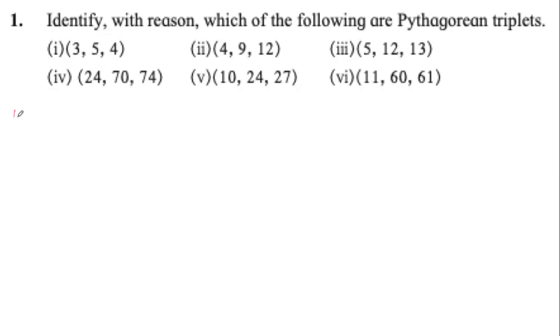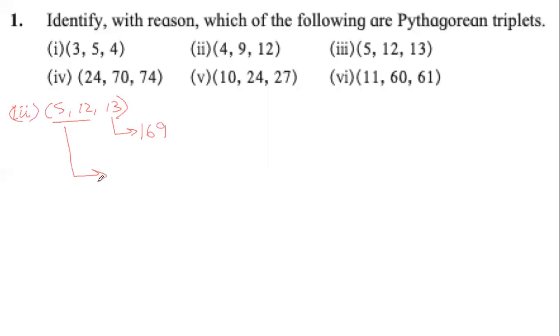The third triplet is 5, 12, 13. Very clearly, the biggest number is 13. So we will take the square of 13, and we should know it is 169. Correct. The other two numbers, which are smaller numbers, are 5 and 12.